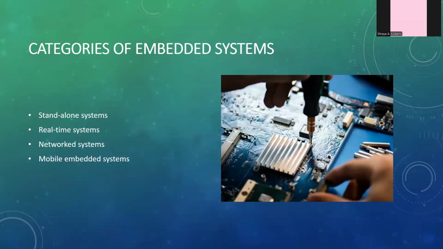Next is mobile embedded system, where it is a portable embedded system and it can be moved from one place to another. For example, mobile phone can be an example of this kind of embedded system where you can move it from one place to another. It's not connected physically, so you can take it to different places.